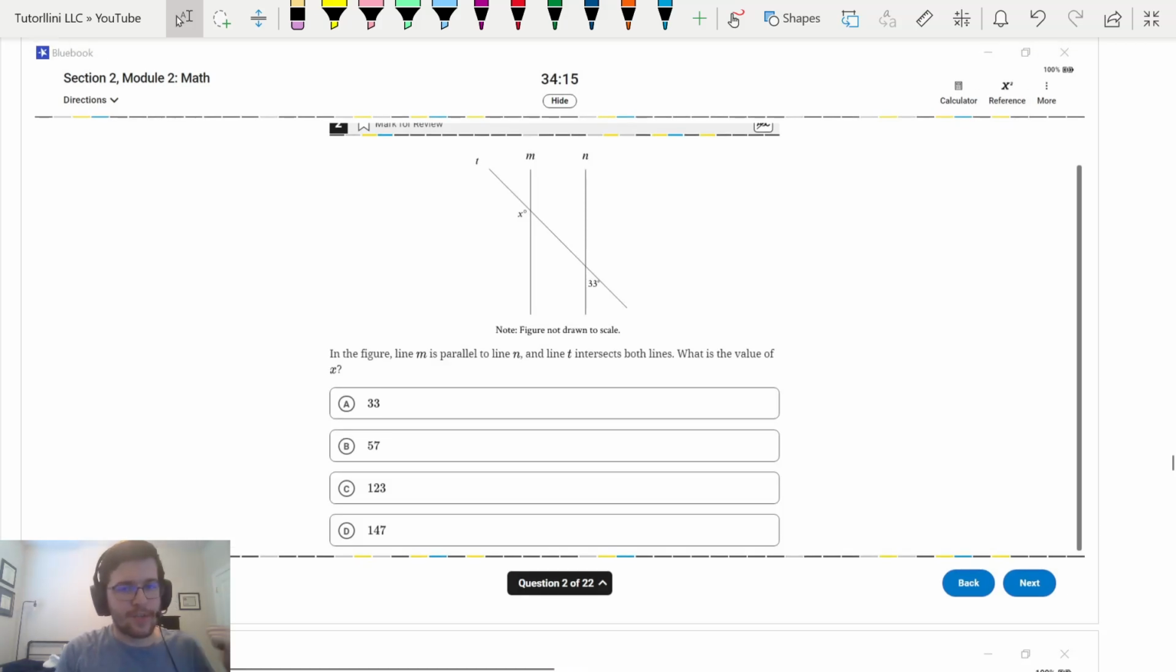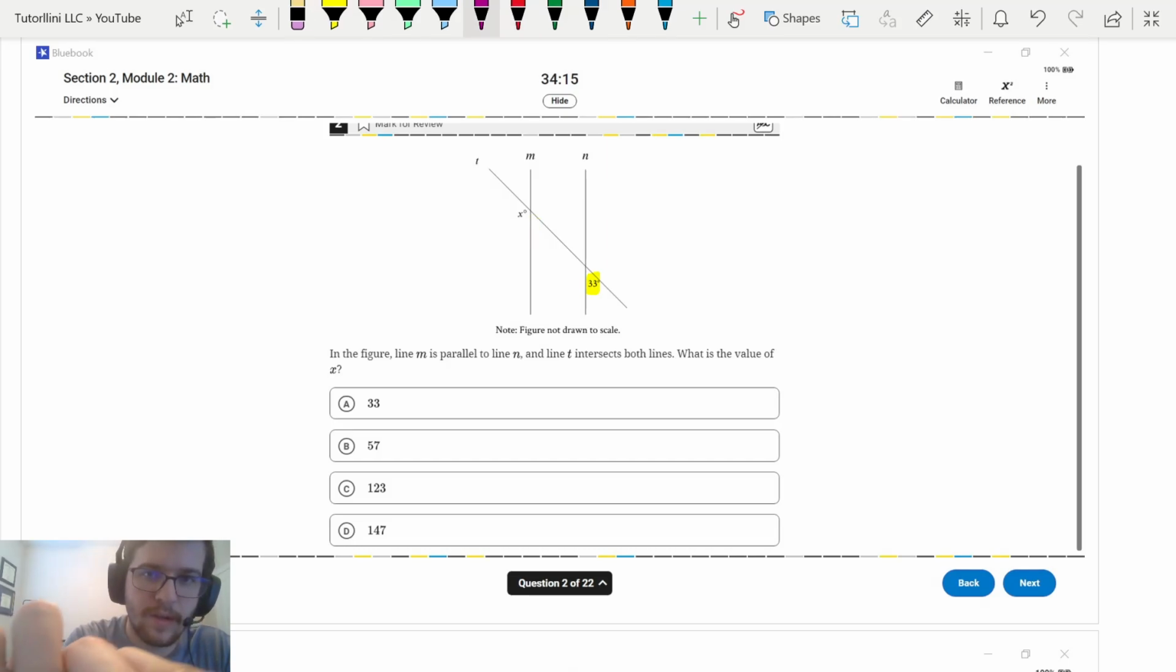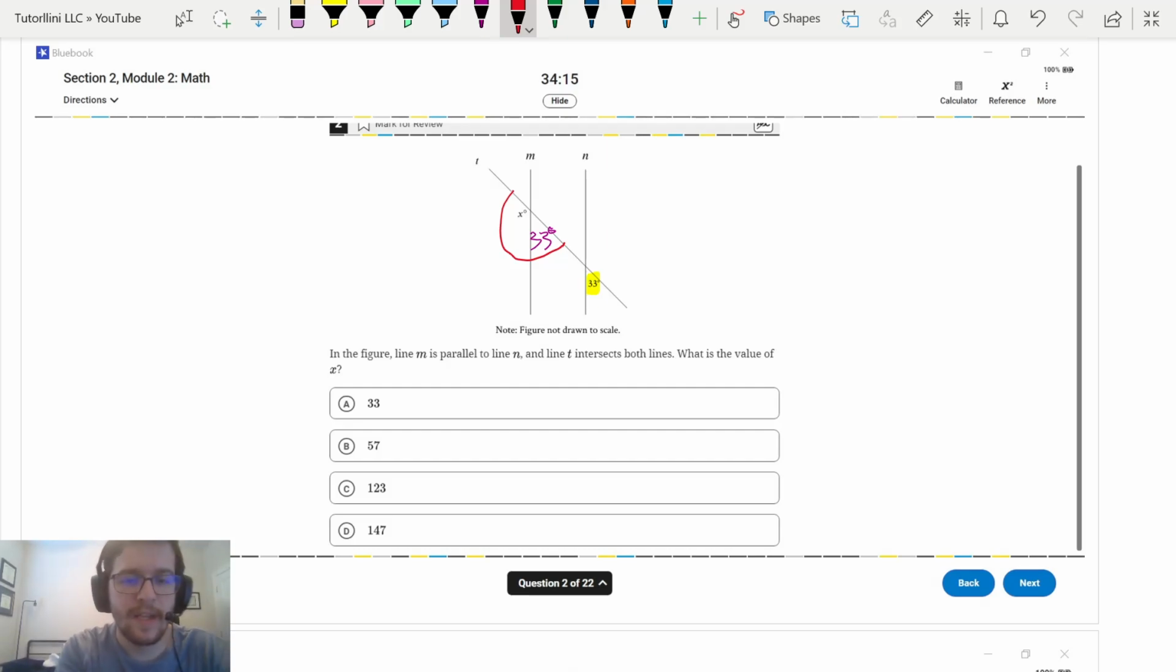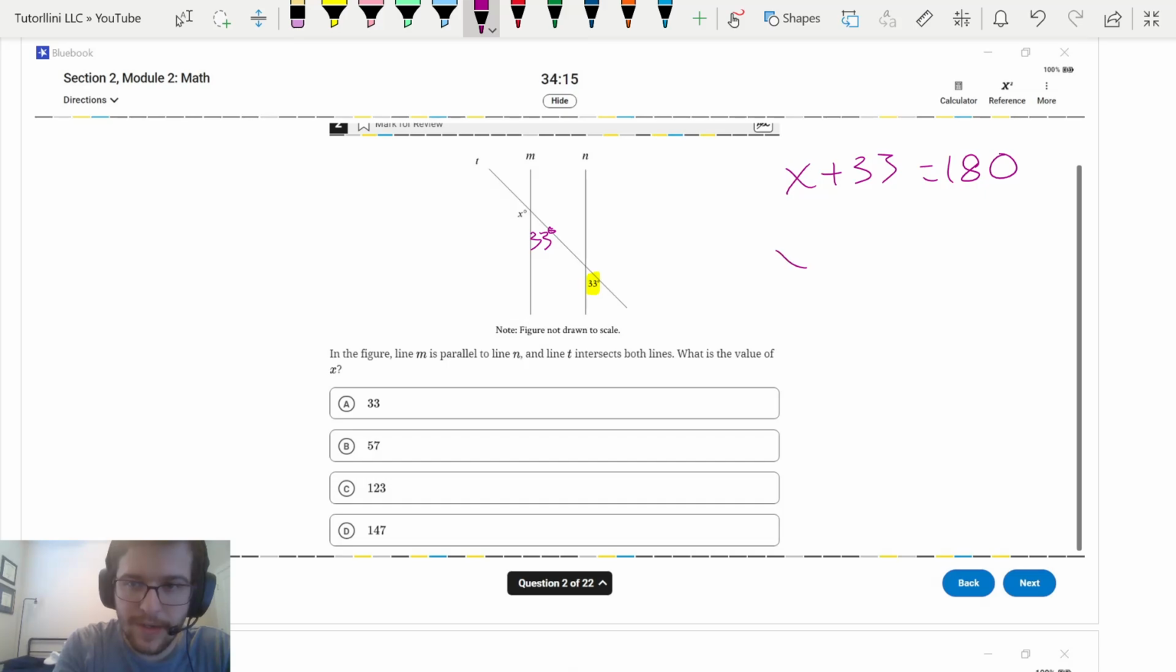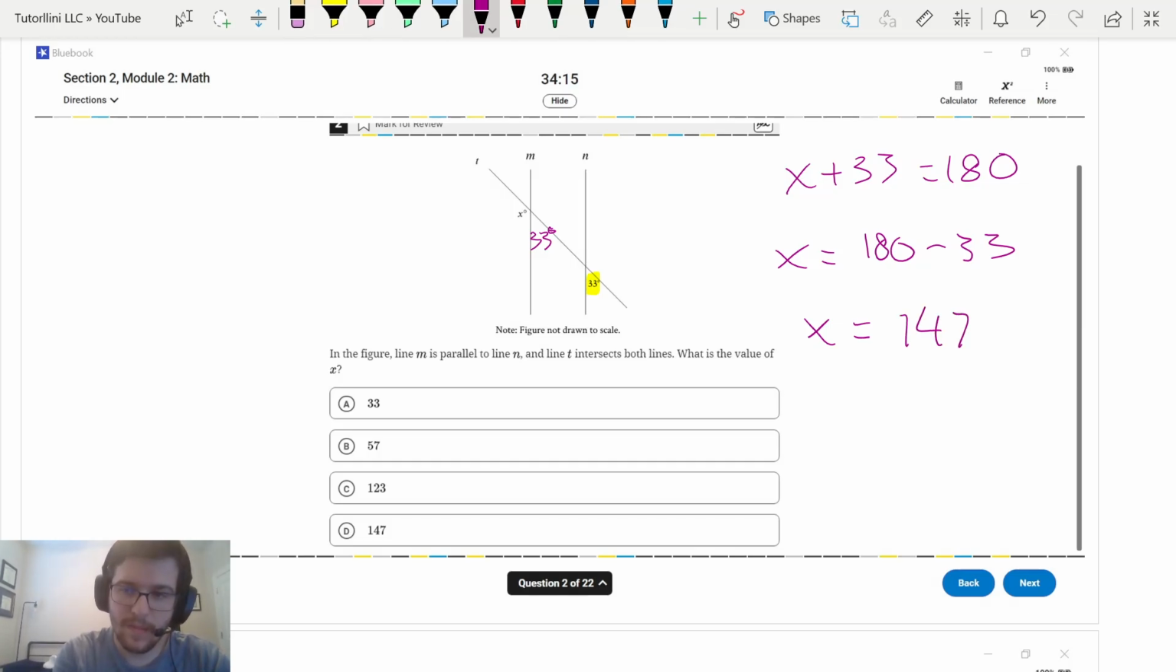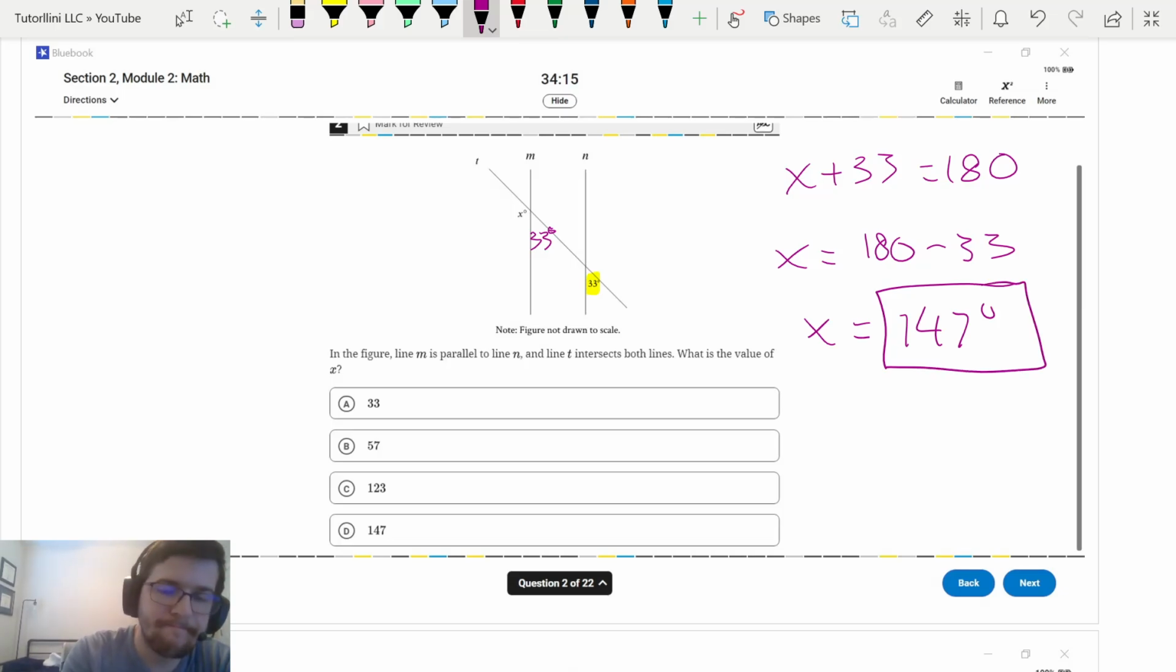Another corresponding angles question. I just went over this earlier in the video. Basically, for this one, this guy is equal to this guy. So that means this guy is 33. And then see how this guy and this guy form a straight line? That means they're supplements. They add up to 180. So x is equal to 180 minus 33. We do that on a calculator. And we get x equals 147 degrees. Okay, that is D.